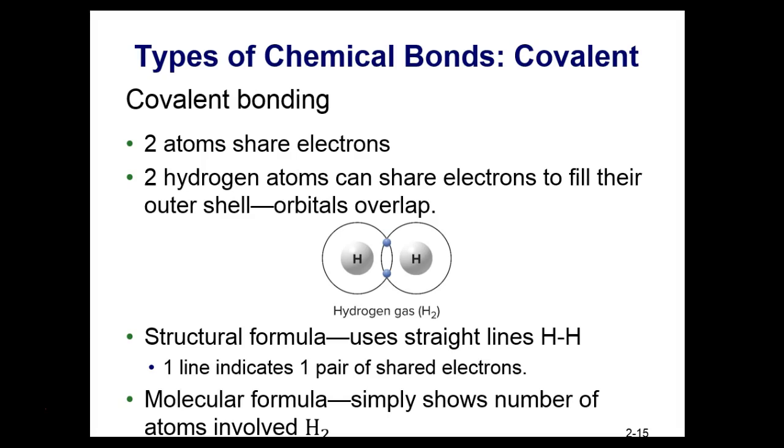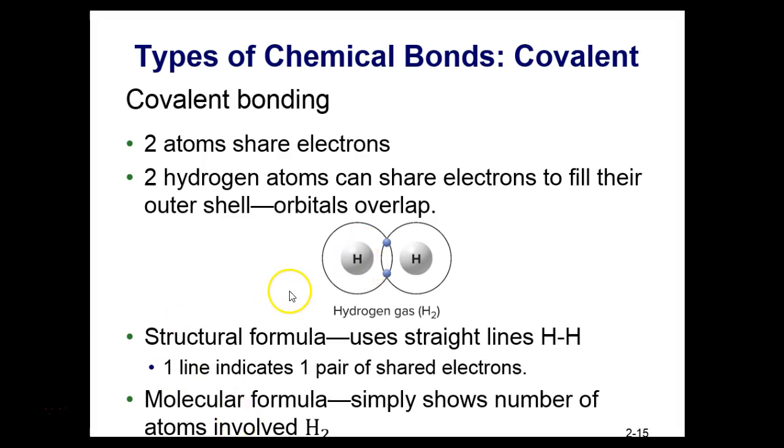Now we're going to look at a covalent bond. Covalent bond is when 2 atoms share electrons. 2 hydrogen atoms can share electrons to fill their outer shell. Orbitals are going to what? Overlap. So this picture here, page 27, you see in your textbook where they're actually showing you how atoms are actually overlapping. Because hydrogen has only 1 electron on its first shell, it only has 1. It needs 2. Remember, we have to have 2 electrons on that first shell.